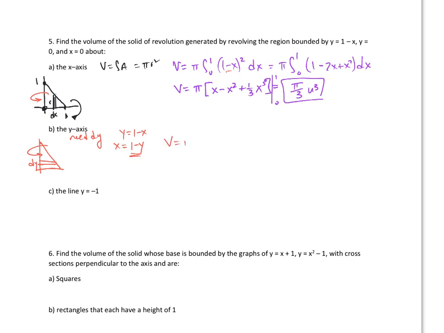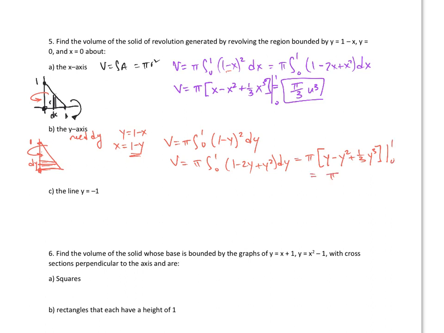So the volume should, since we're slicing from 0 to 1 again, but this time we're slicing it in the y, it sets up the same exact way. 1 minus y squared dy this time. So work all of it out, you're going to get the same exact answer. So 0 to 1, 1 minus 2y plus y squared dy, pi times y minus y squared plus 1/3 y cubed on the bounds from 0 to 1, and you get pi over 3 cubic units again. Pretty much the same equation.